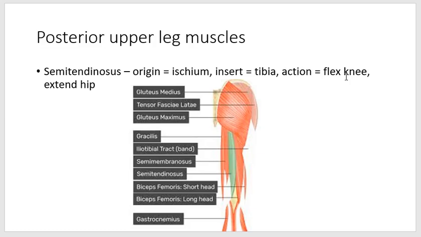Quadriceps are all about extending the knee. Hamstrings are all about flexing the knee. This is really similar to our flexors and extensors that we had on our forearm. Remember, you had your flexor carpi radialis and your extensor carpi radialis, allowing you to flex and extend those. You can see your semitendinosus right here.